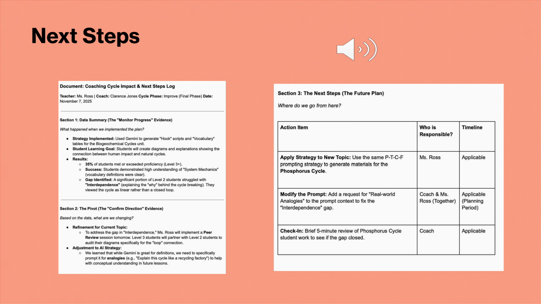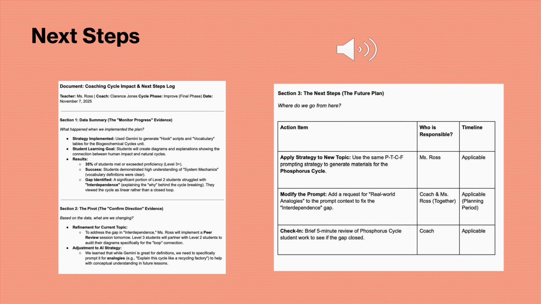Okay, so on to the coaching impact and the next steps log. All right, in terms of data summary, the strategy implemented was to use Gemini to generate hook scripts and vocabulary tables for biogeochemical cycles. The student learning goal: students will create diagrams and explanations showing the connection between human impact and natural cycles. Again, first we are starting off with the carbon and nitrogen cycle. The results: 35% of students met or exceeded proficiency, which is level 3 or higher.